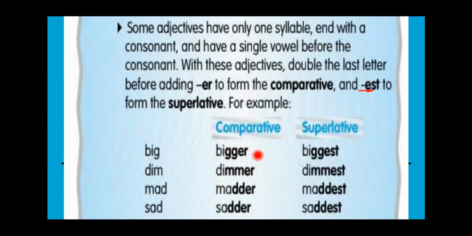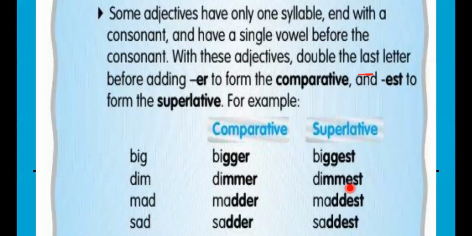Bigger, then add the superlative form, biggest. One more G you have to add. Big, bigger, biggest. In the same way, dim, dimmer, one more M is added. Dimmer, dimmest. Mad, one more D is added, madder, maddest. Sad, sadder, saddest. So are you clear with this?